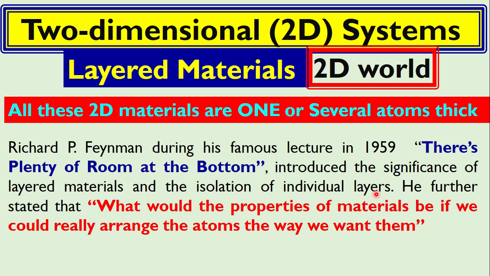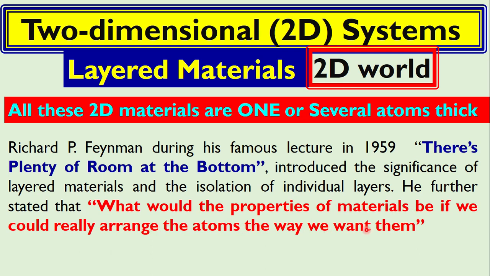You see here, basically this is a MXene. MXene is just like the pages in a book. So you can remove one page, you can separate one page from another. You see here? And he further stressed, what would the properties of a material be if we could really arrange the atoms the way we want them.